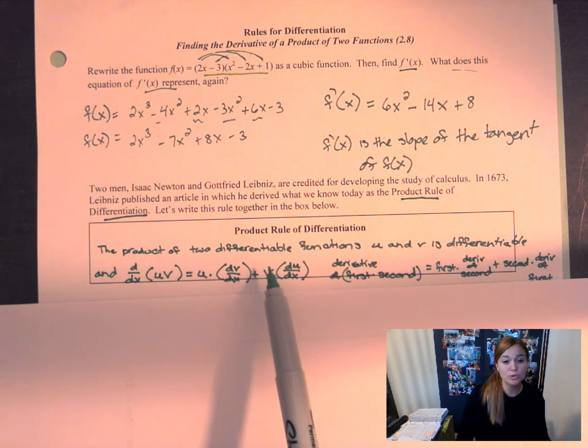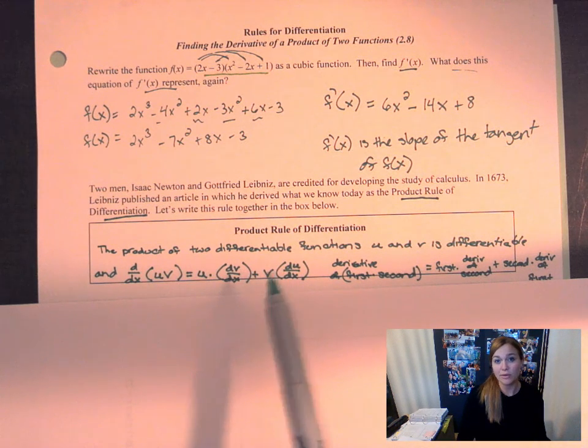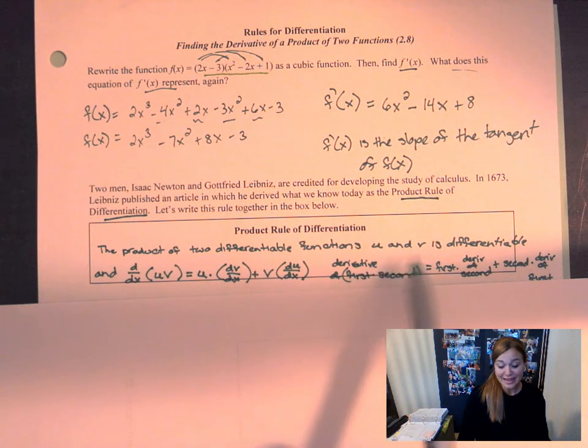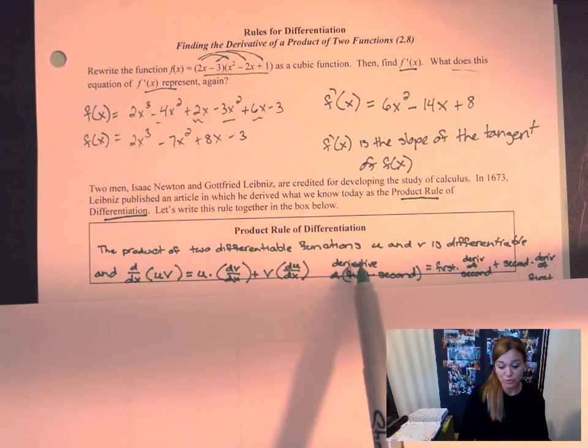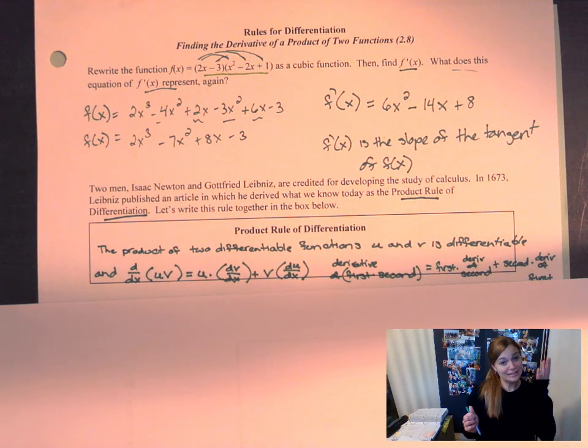So differentiable just means that I'm able to take the derivative. And we're going to talk about what that is more later, but differentiable just means you're able to take the derivative. U and V. So this is the letter U and the letter V. The product of a differentiable function U and a differentiable function V, product means the answer to a multiplication problem, so we're multiplying these together, is differentiable, meaning you can take the derivative.